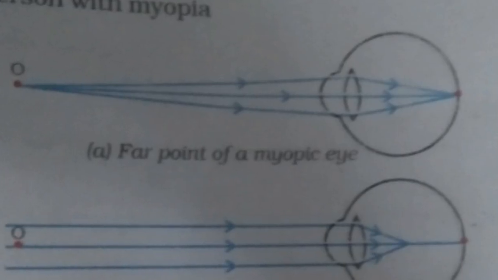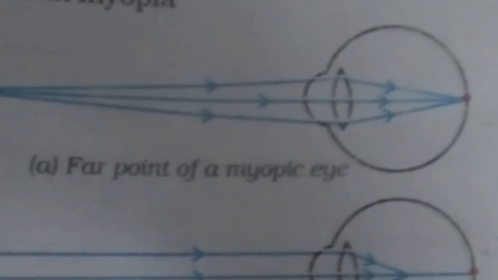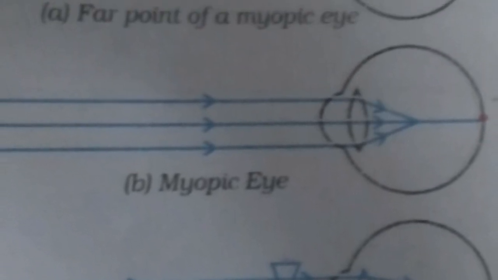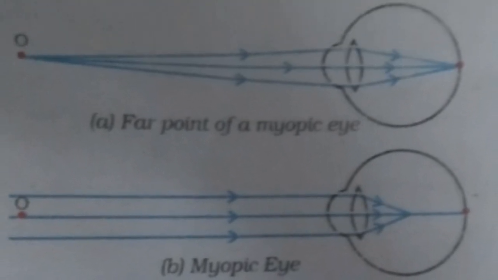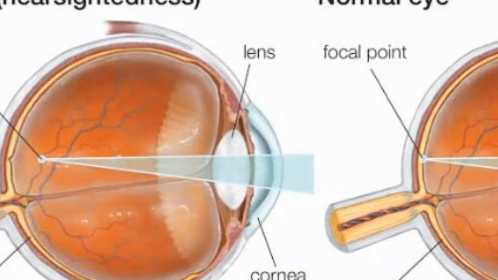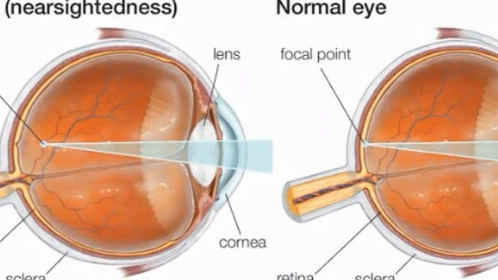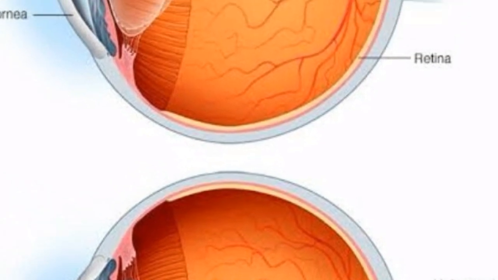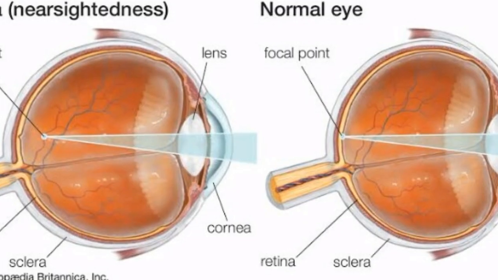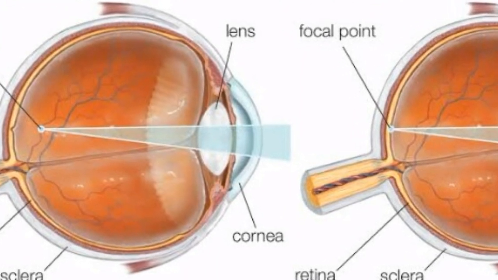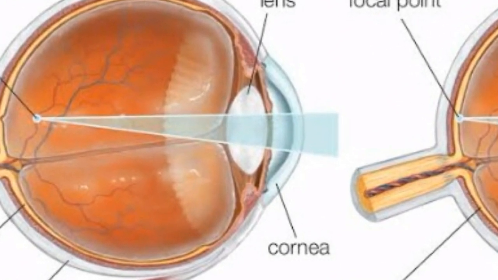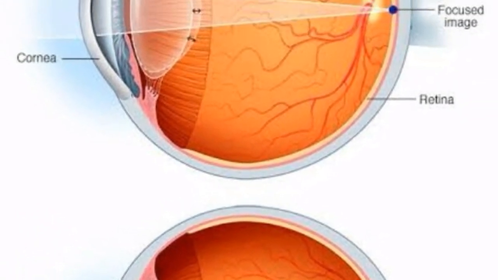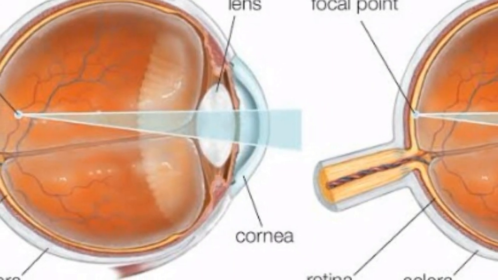Here you can see the picture of the myopic eye. Why does myopia happen? It happens because of excessive curvature of the eye lens or elongation of the eyeball. Now how can myopia be corrected? The correction is very easy: we have to use a lens. Which lens, convex or concave? Yes, a concave lens is used for correction of myopia.